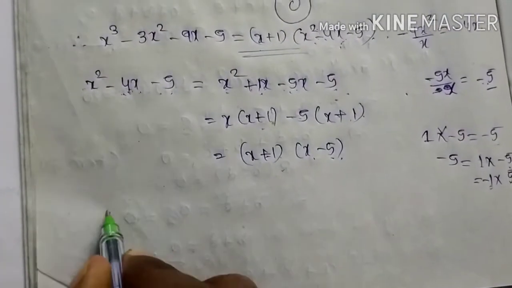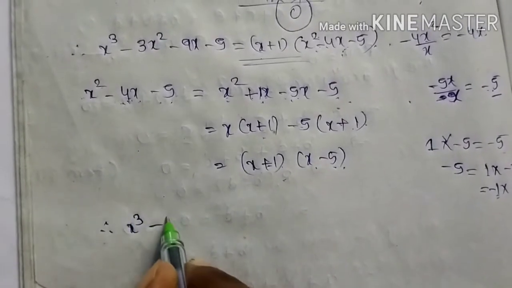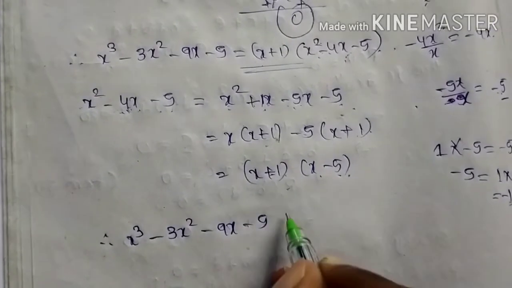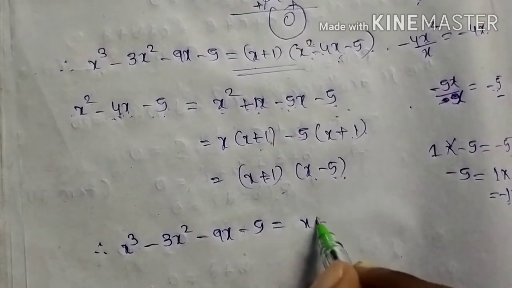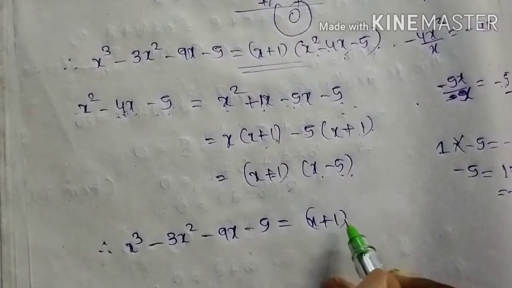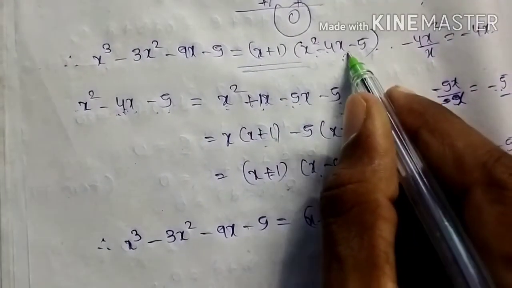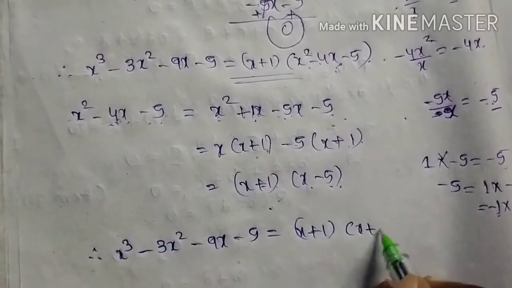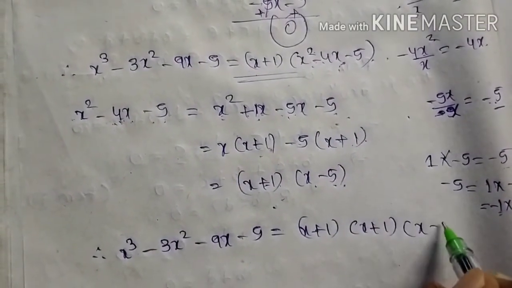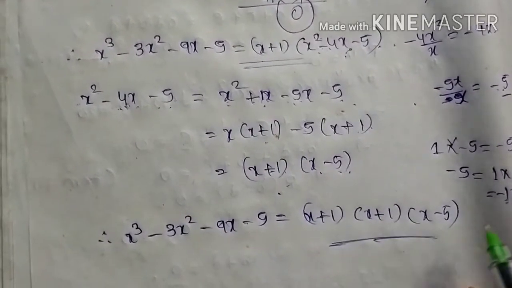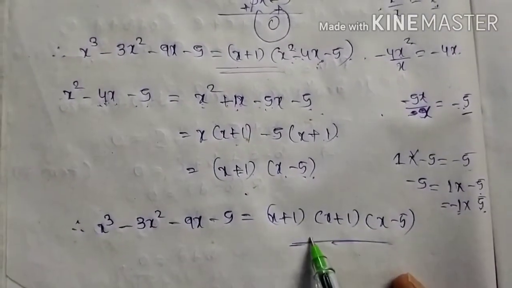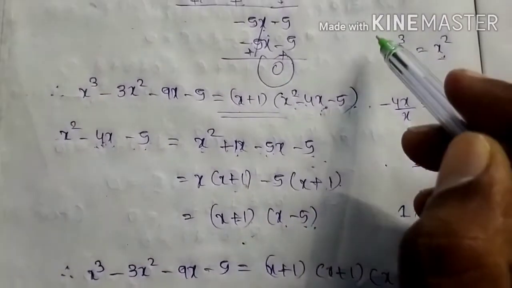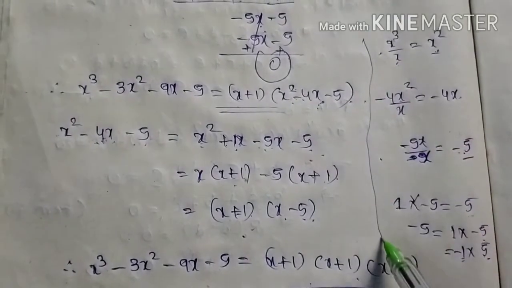That means you can write here therefore x cube minus 3x square minus 9x minus 5 is equal to x plus 1 into, what are the factors of this quadratic equation? x plus 1, here also you can write here x plus 1 into x minus 5. This is your answer. Final answer is x plus 1 into x plus 1 into x minus 5 is your answer. This is all your rough work only. This should be rough work.